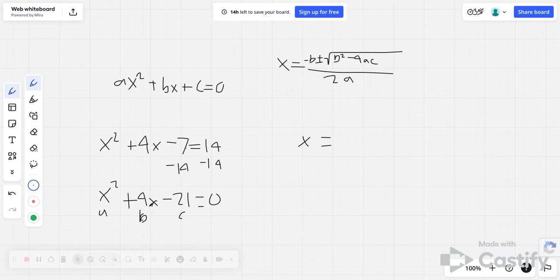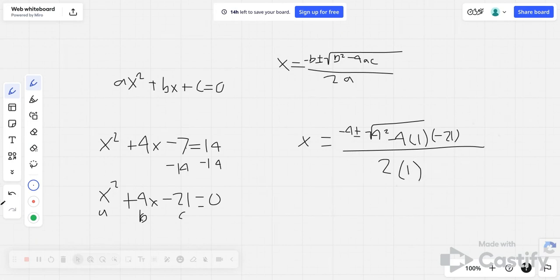Negative b, which is going to be 4, so it's going to be negative 4 plus or minus the square root b squared, so it's going to be 4 squared minus 4 times a, which is just x, so it's going to be 1, c, which is negative 21, over 2 times 1.